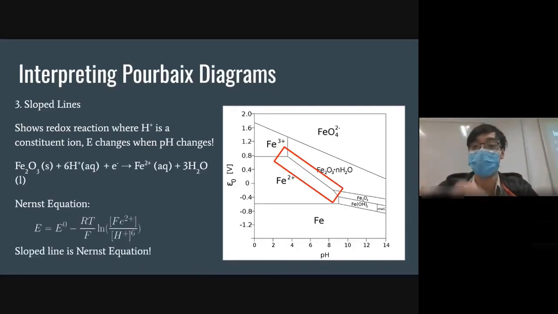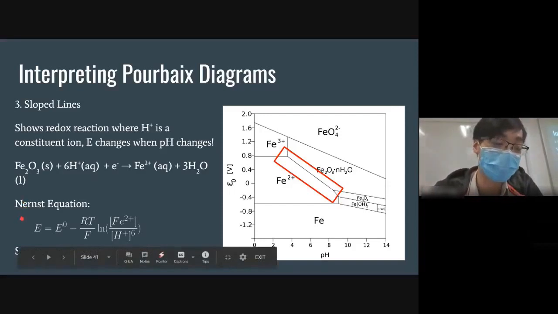The last type of line is a bit more complicated, which is the sloped lines. Sloped lines show redox reactions where hydrogen is a constituent ion, so hydrogen is involved in the reaction. For instance, take the reduction of iron 3 hydroxide to iron 2. In the equation you can see there is a redox reaction, involving reduction, and it also involves hydrogen. What this means is that the reduction potential will actually change when the concentration of hydrogen changes. So how does it change?